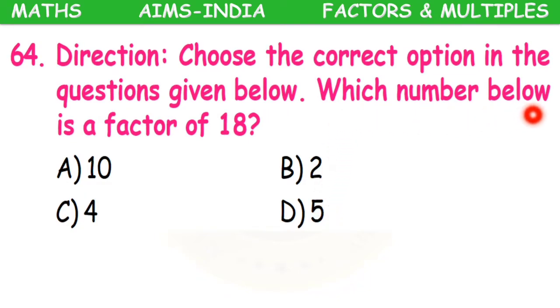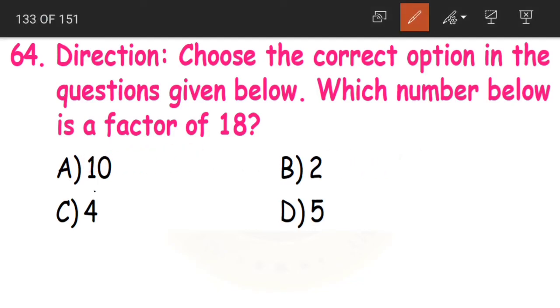Next question, 64. Which number below is a factor of 18? Now again we have 4 options, 10, 2, 4 and 5. Now which is not a factor of 18?